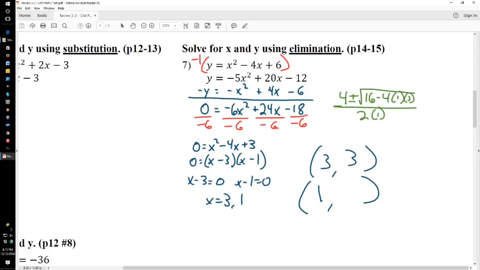The second one, if I take the positive 1 and I plug it right in there for x as well, 1 squared is 1. -4 times 1 is -4, so 1 minus 4 is -3, plus 6 is again 3. Doesn't always come out this way, but sometimes you get the same y value. So your answers are the coordinate 3, 3 and the point 1, 3.